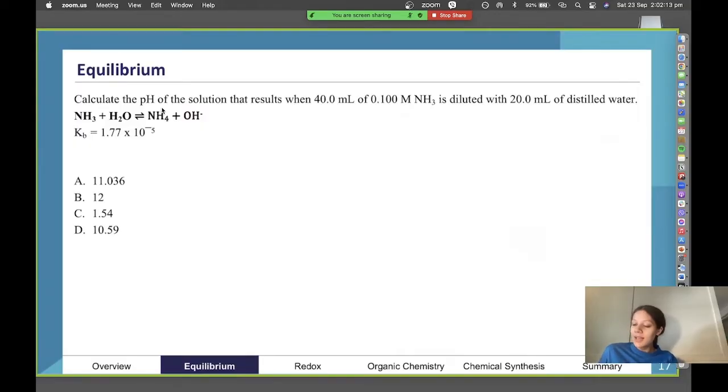All right, so here we have a pH question. Calculate the pH of the solution that results when 40 mL of 0.1 molar NH3 is diluted with 20 mL of distilled water. And we have a Kb value there. This is a multiple choice question, but it does involve some calculations. So have a go at that one briefly, and then we'll go through the working out together.